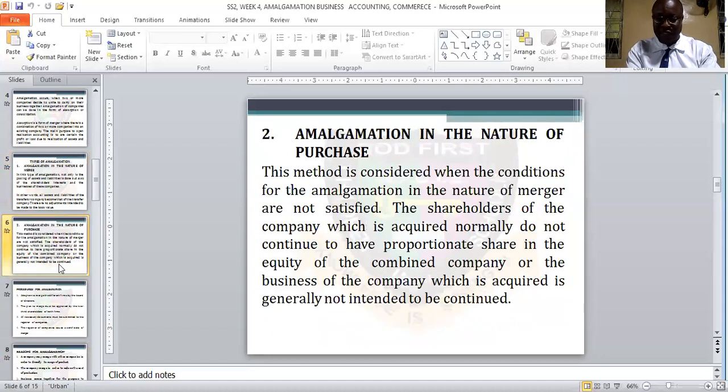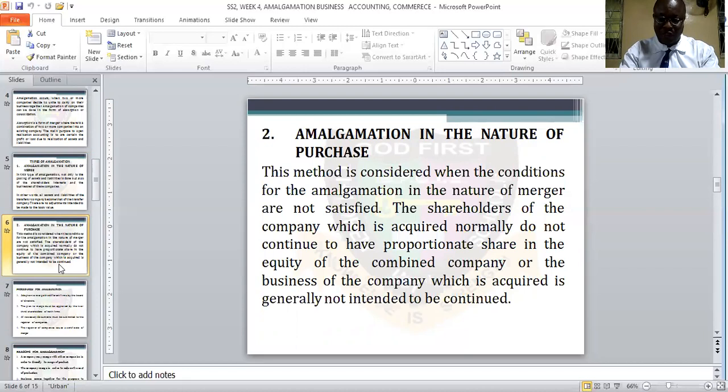Next is amalgamation in the nature of purchase. This method is considered when the conditions for amalgamation in the nature of merger are not satisfied. So when the conditions for combining the two companies together are not satisfied, and their aim is not well satisfied, that is amalgamation in the nature of purchase.